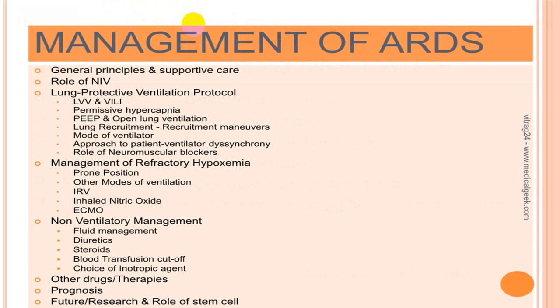There is non-invasive ventilation. You can go for different types of ventilatory protocols. There are a lot of different types of ventilation given. For refractory hypoxia, you can go for prone ventilation. You can go for even inhaled nitric oxide, ECMO, etc. As far as non-ventilatory support is concerned: fluid management, diuretics, steroids, blood transfusions, inotropic agents. There are many different things which are being done.